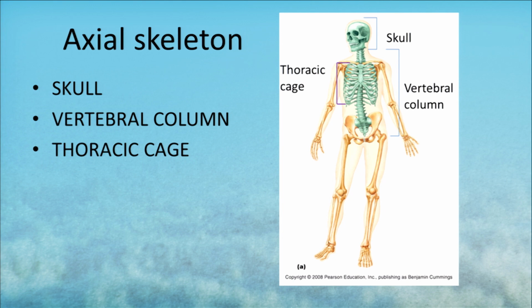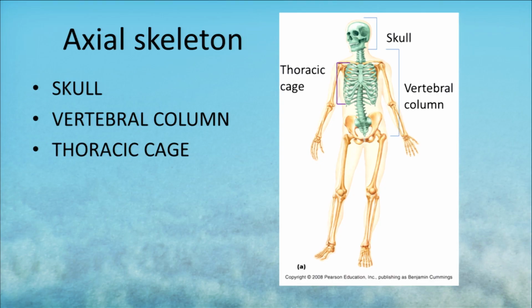The axial skeleton gets its name because it forms the axis, which is really the center of your body, whereas the appendicular skeleton hangs off the axis or the axial skeleton. So in this picture here, the axial skeleton is in green and the appendicular skeleton is in yellow.